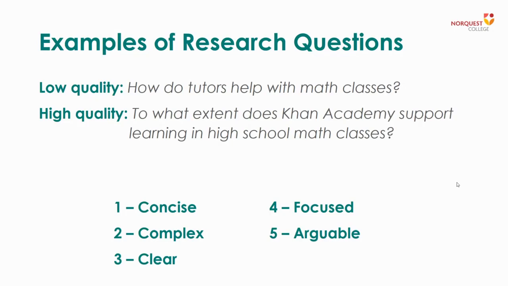Okay, so we've got 3, 5, and 2 people saying 2 and 5. 2, 5, and 3. Okay, but we'll finish with this first. So this one, we decided that pretty much everything needs to be worked on. So this first question, it's not very concise, it's not very complex, could be clear, focused, and arguable.